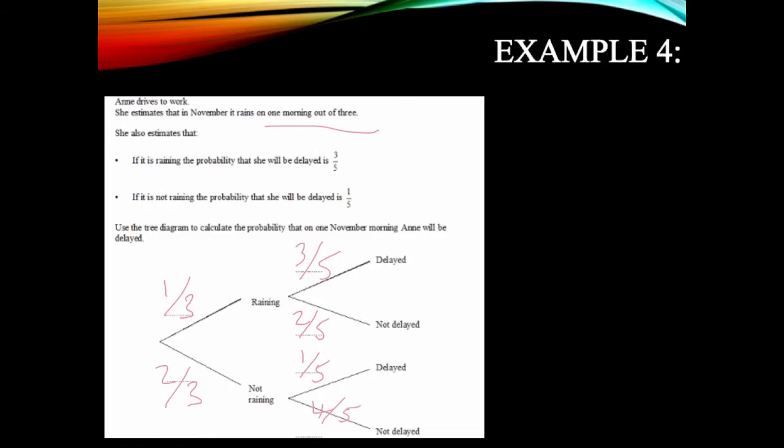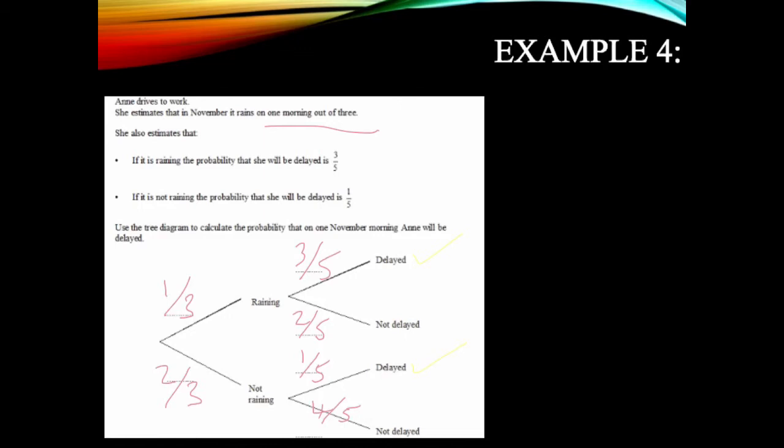Okay, let's go ahead and work out what the question's asking us to do. It says what's the probability that she will be delayed. So that means that we could go this way. This is a delayed. I'm interested in this branch. And also, there's another way of being delayed here. So it's one or the other. Let's multiply these two things.